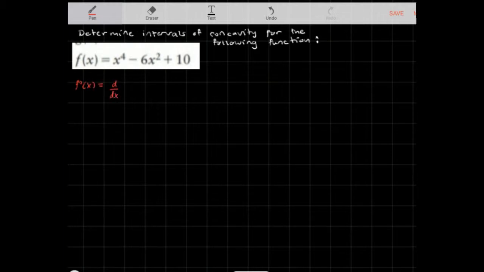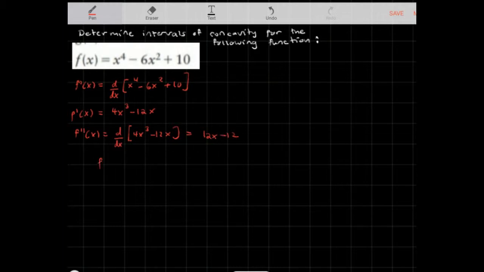is the derivative of my function f of x, x to the power 4 minus 6x squared plus 10. F prime of x here is equal to 4x cubed minus 12x. And my second derivative, f double prime of x here, is equal to the derivative of my first derivative, 4x cubed minus 12x, which is basically 12x squared minus 12. Okay, so my second derivative function is what I'm going to be working with.